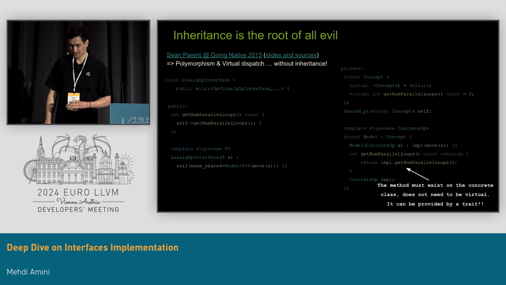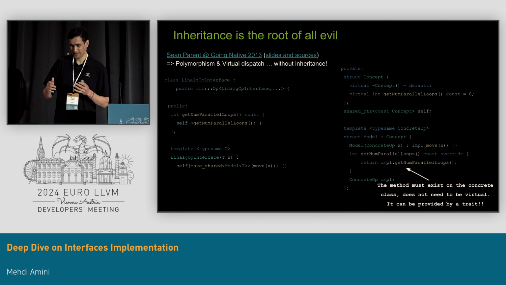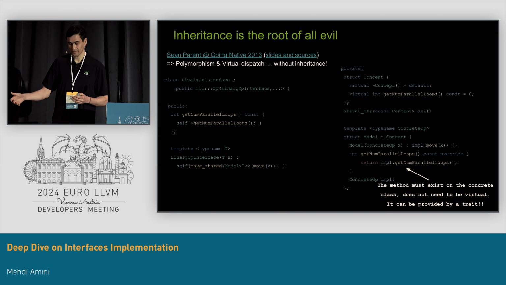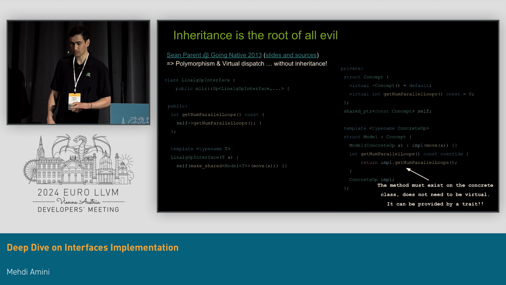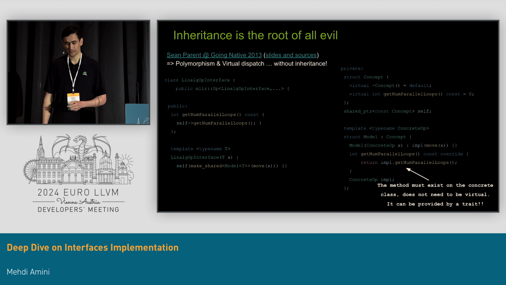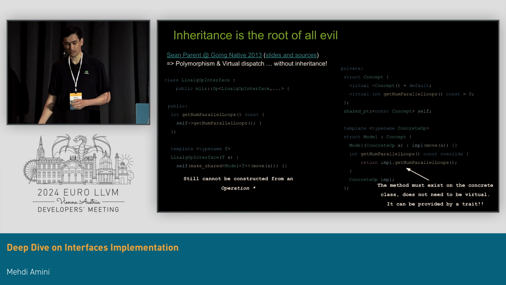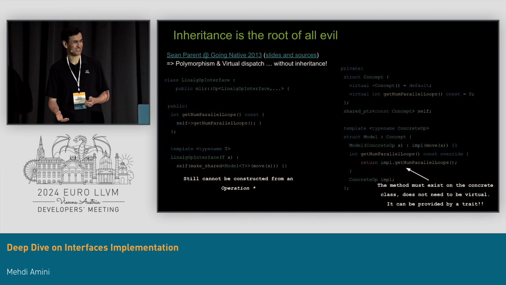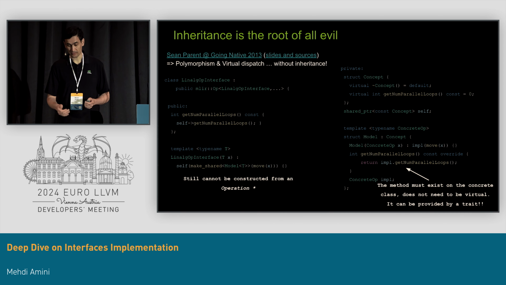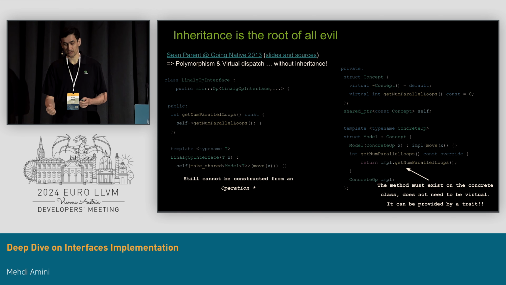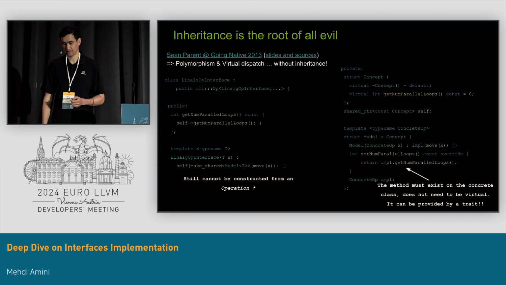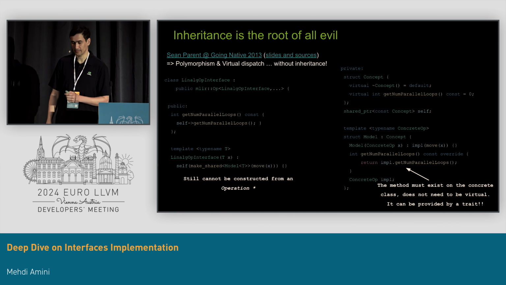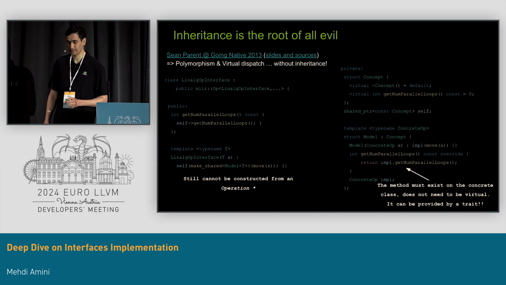The only constraint here is that it's kind of duck typing. The method must exist on the concrete op, and then everything here is just going to plumb this virtual dispatch mechanism at the cost of multiple layers of indirection. Another problem is that we still cannot construct this generically from an operation. The constructor wants the concrete operation here. So we are not there yet with this, but we made some progress in terms of not needing any inheritance.